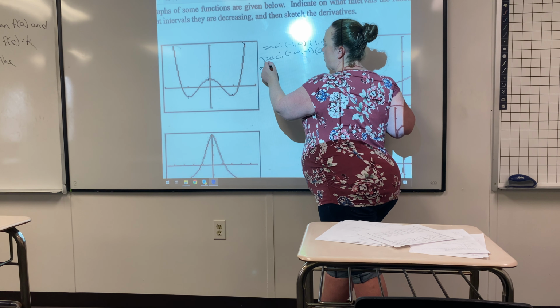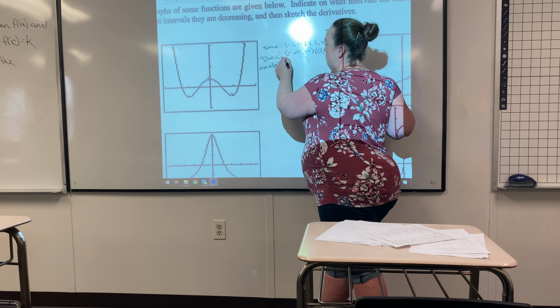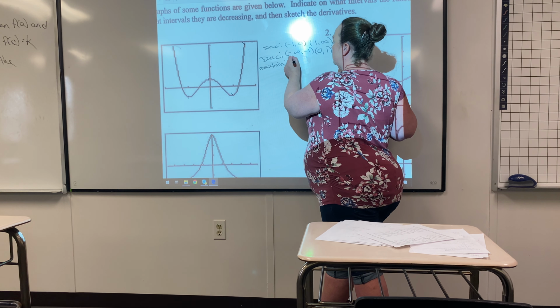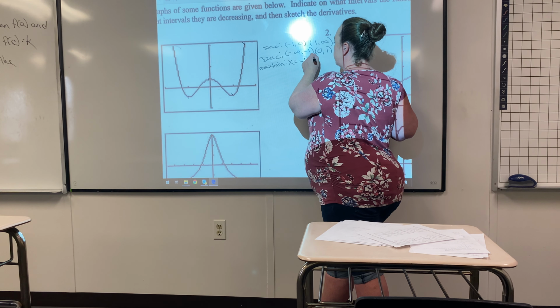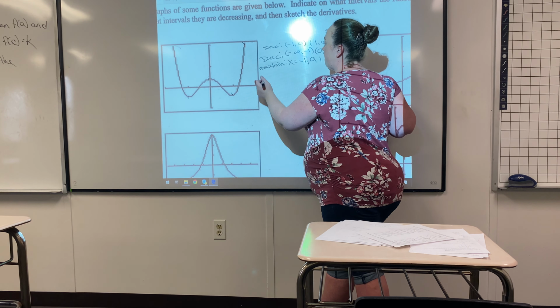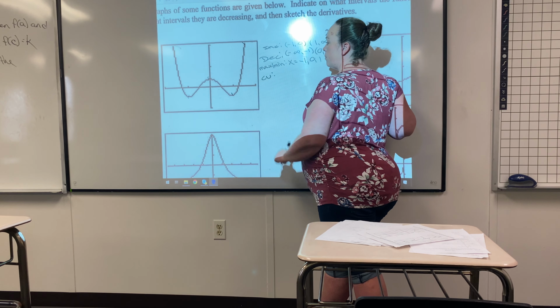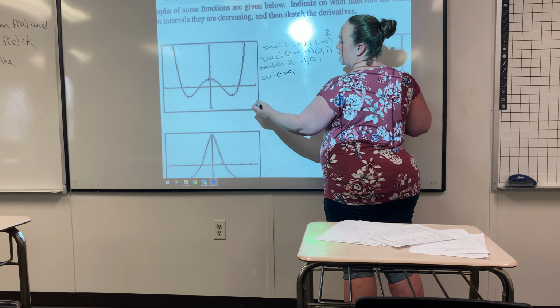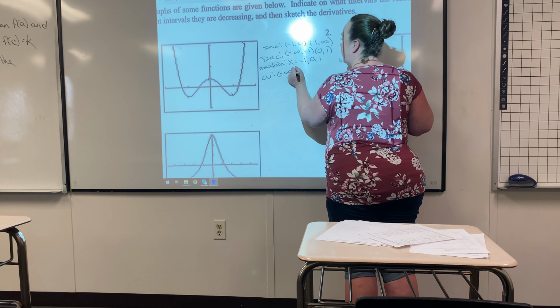So in terms of your maxes and mins, you've got them at -1, 0, and 1. Fine. You've got concave up from negative infinity to, say, there-ish, to like -1/2.